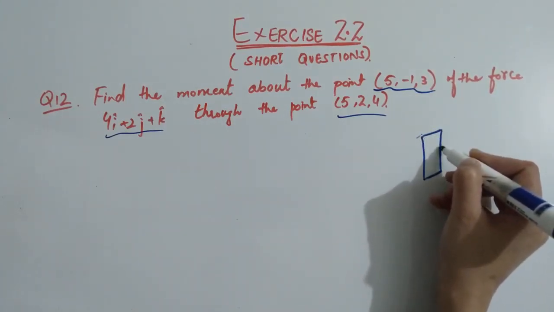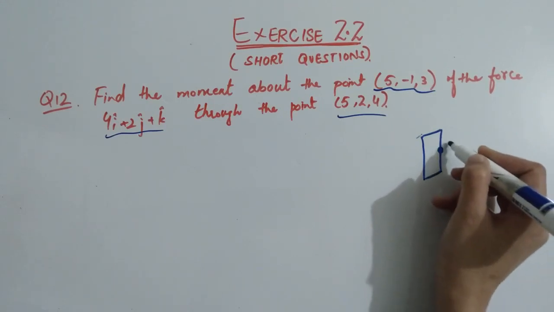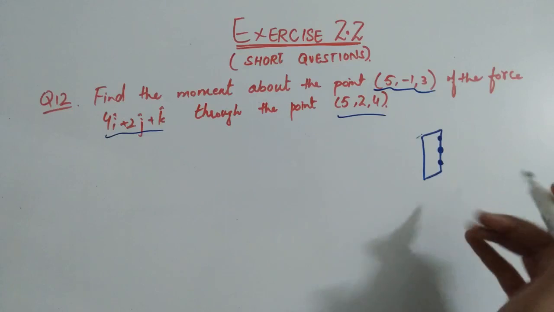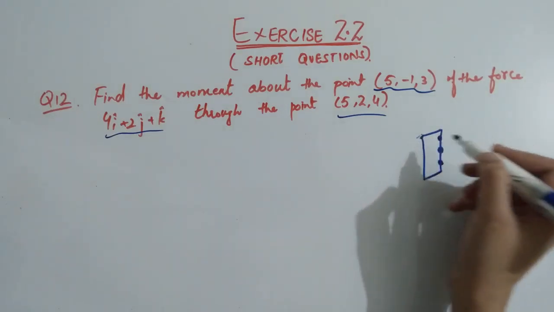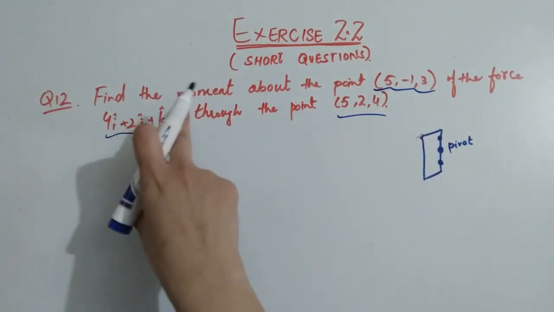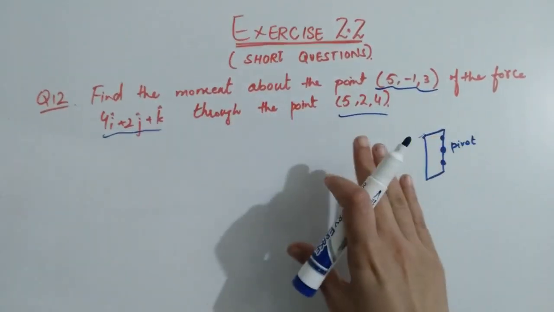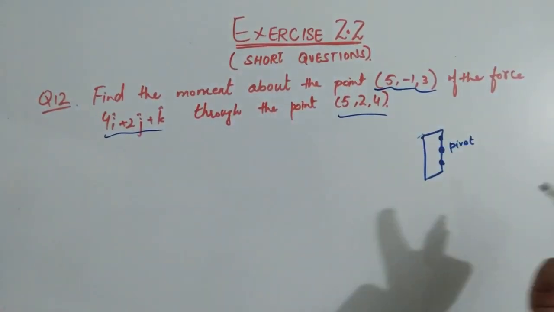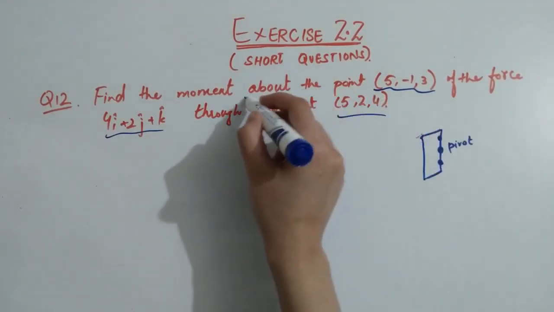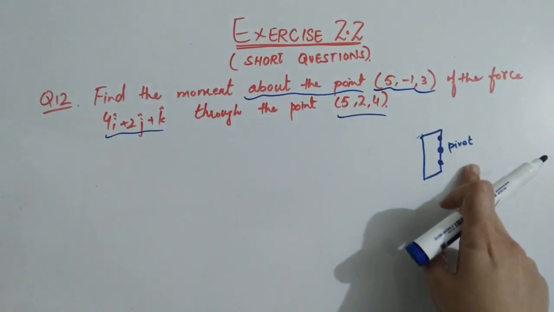This is a point fixed which is called pivot. Because you have one side of the door fixed to the wall, which is called the pivot. So to find the moment about the point means about the point around which something rotates, you have to find the moment around it. So about the point means this is a fixed point, which is the pivot.